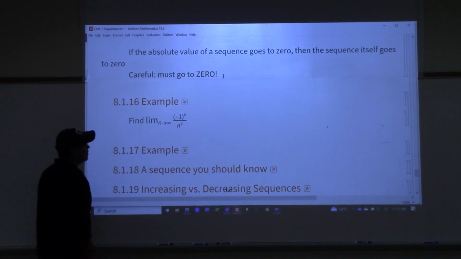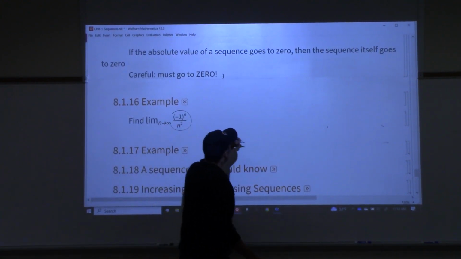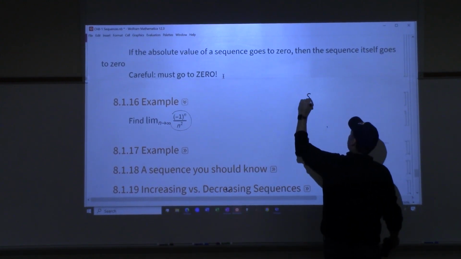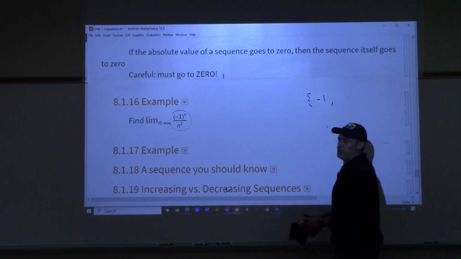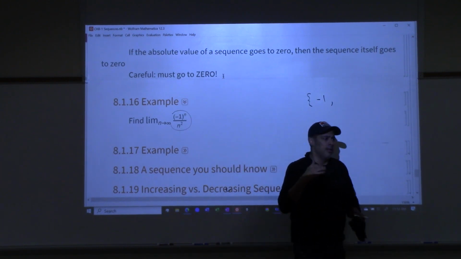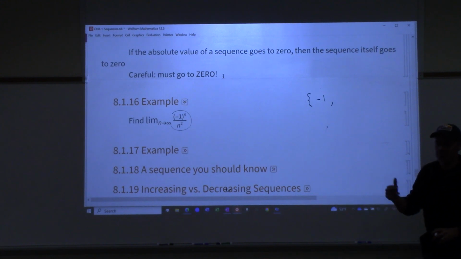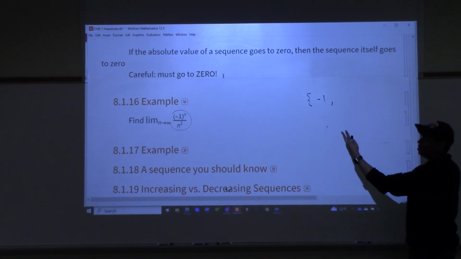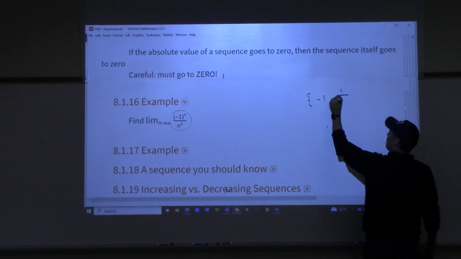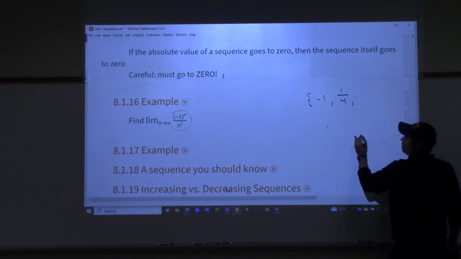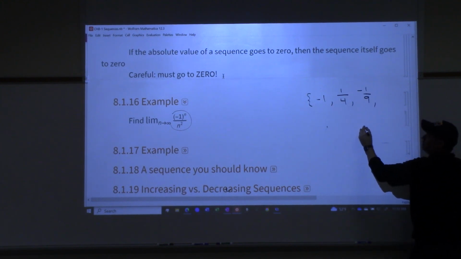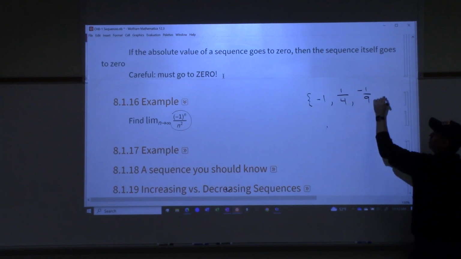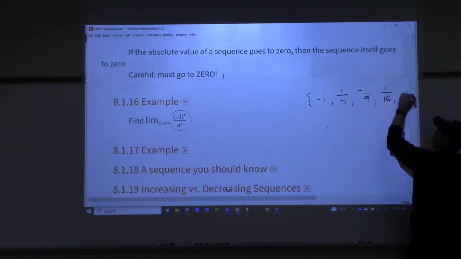Well, let's just look at the sequence itself before. Let's start writing out some terms of that sequence. What's the first term? Negative 1. If you plug in 1, you get negative 1 to the first power over 1 squared, so you get negative 1. What if you plug in 2? You get 1 on top this time, and on the bottom 2 squared is 4. The next one, 3? Negative 1 over 9. Plugging in 4? Positive 1 over 16, and so on and so forth.